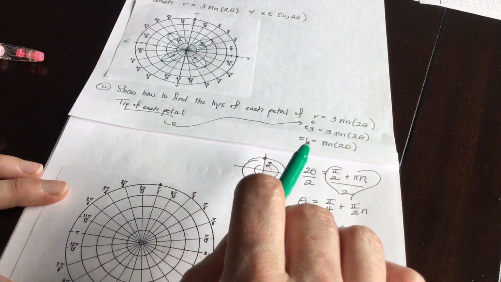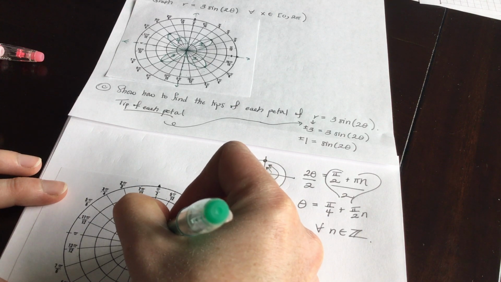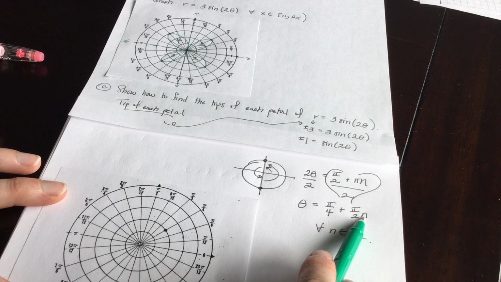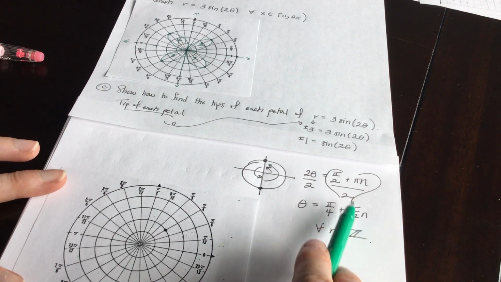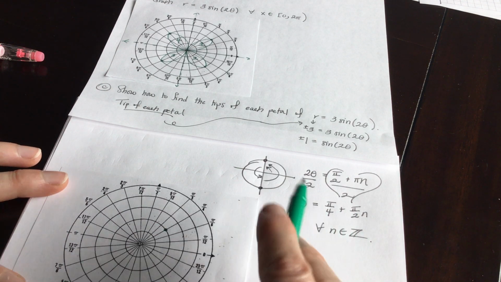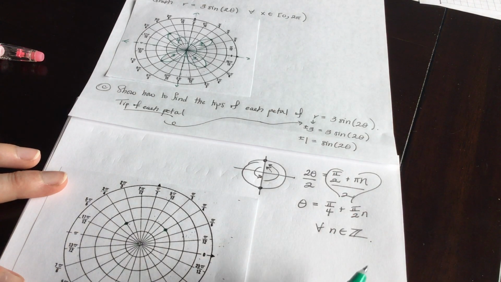So that means that at pi over 4, you'd have a tip of a petal. And then you could plug in another value for n, like 1. So pi over 2 times 1 is pi over 2. That's the same as 2 pi over 4. Add it to pi over 4, you have 3 pi over 4. So at 3 pi over 4, you'll have another tip of the petal.